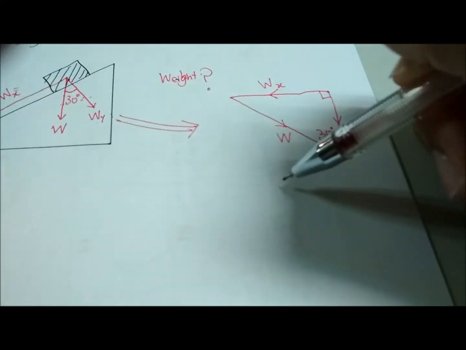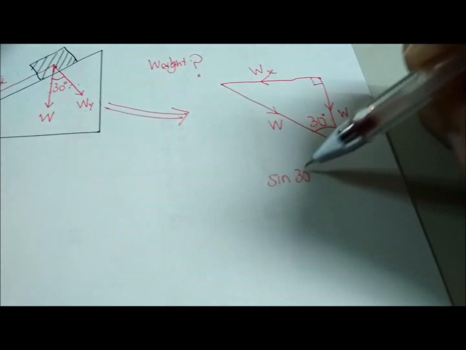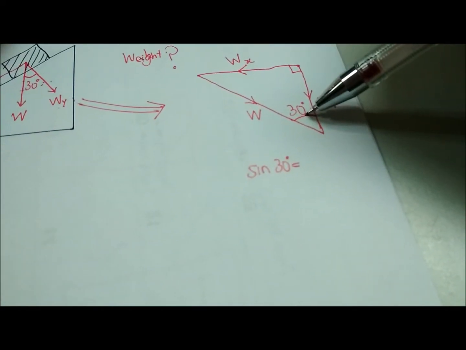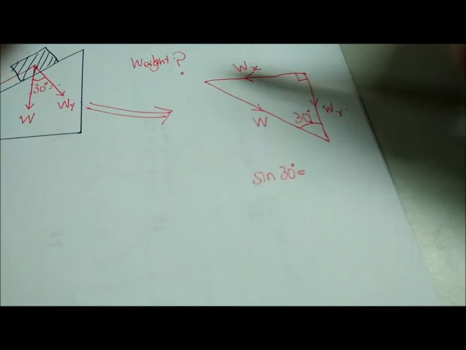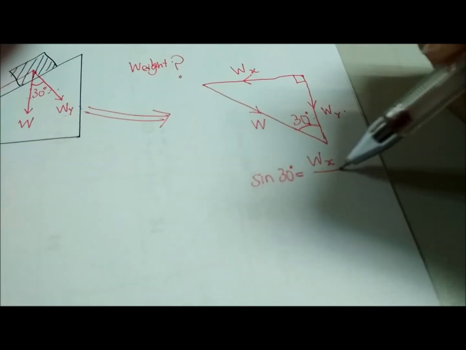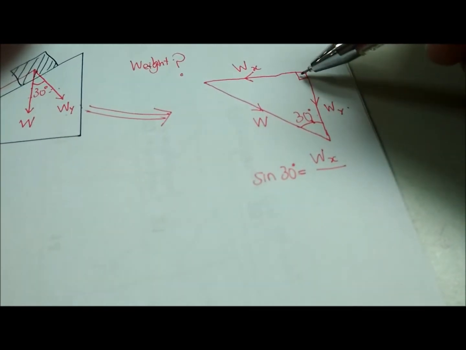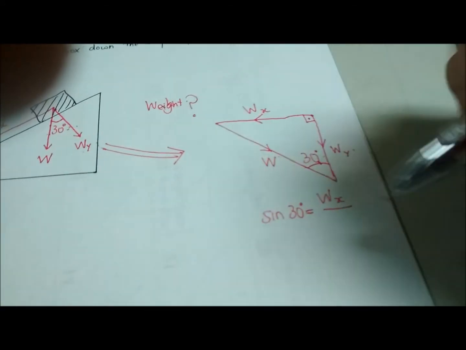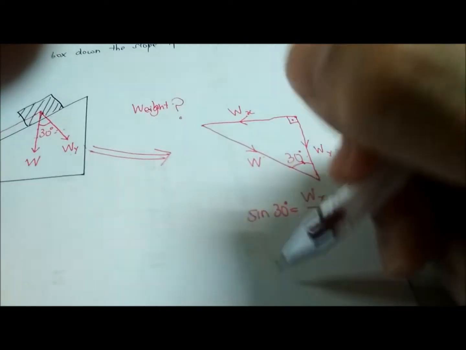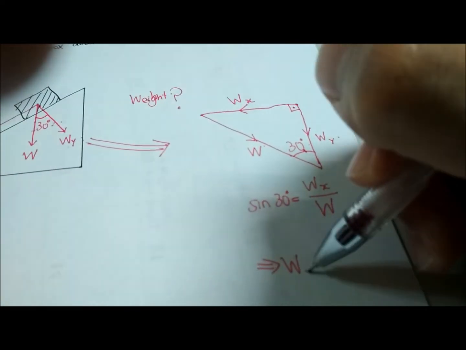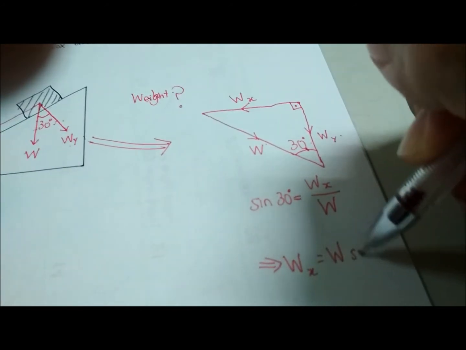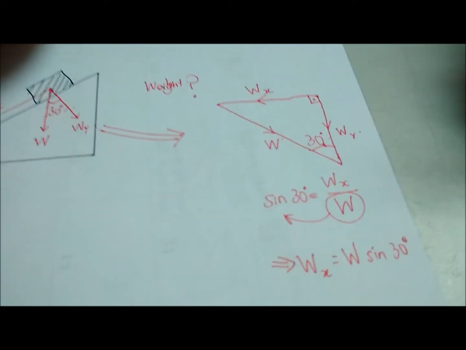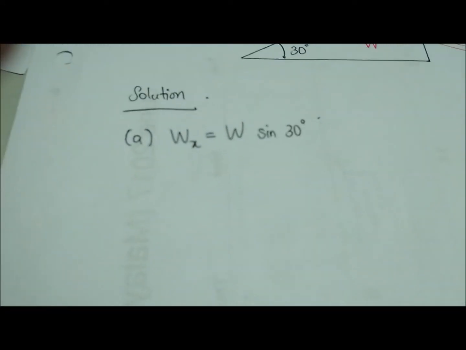So sine 30 degrees is opposite over hypotenuse. In this case, the opposite is Wx over hypotenuse. The hypotenuse is the side opposite the right angle, which is W. So you rearrange this, and you get Wx equals W sine 30 degrees. Go to the other side, so that's why you get this.